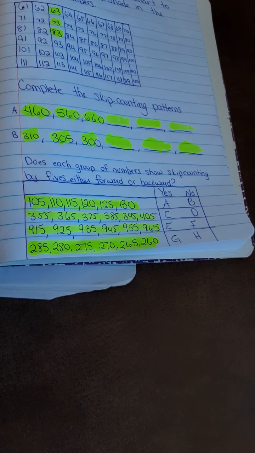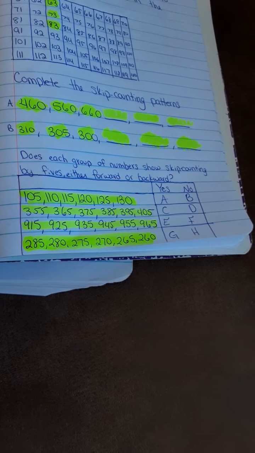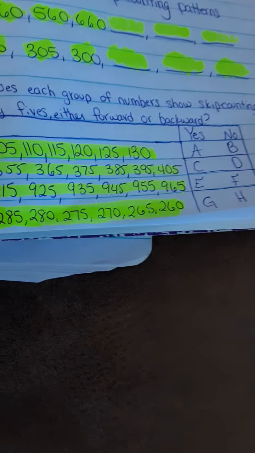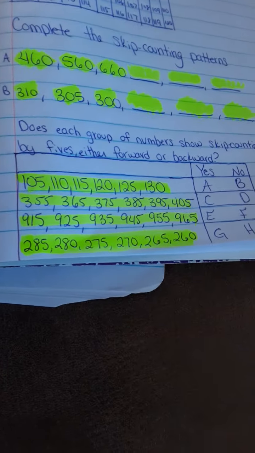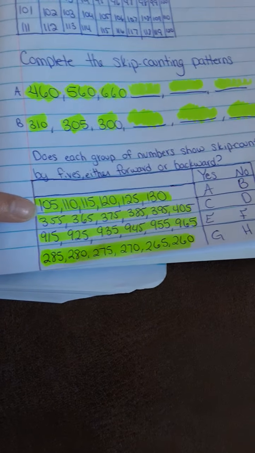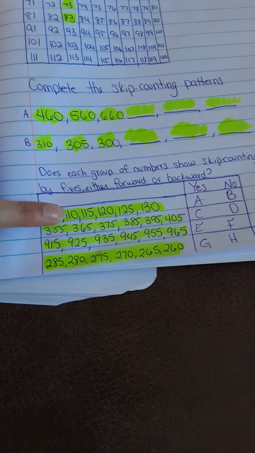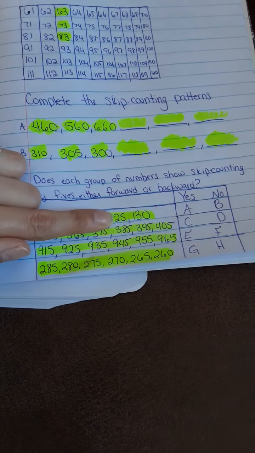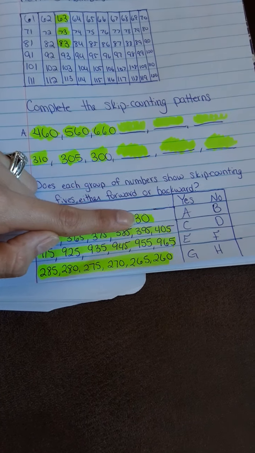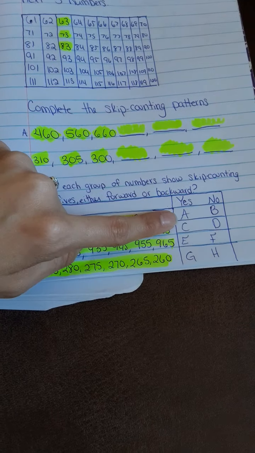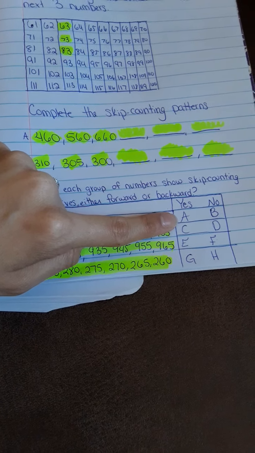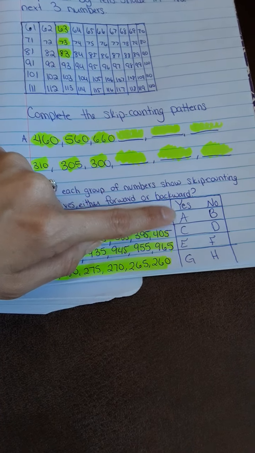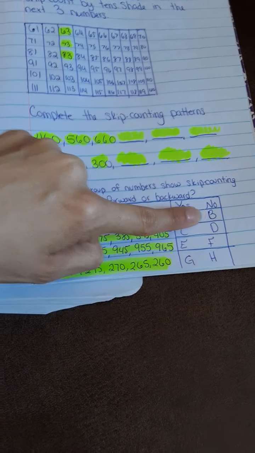Does each group of numbers show skip counting by fives, either forwards or backwards? So here it shows you some numbers: 105, 110, 115, 120, 125, 130. Do you think this skip counts by fives, either forwards or backwards? Yes or no?